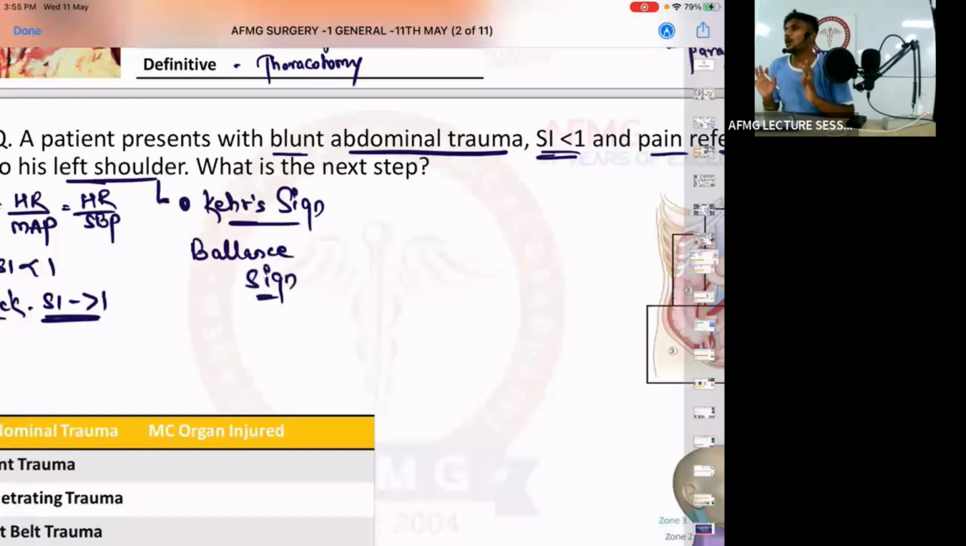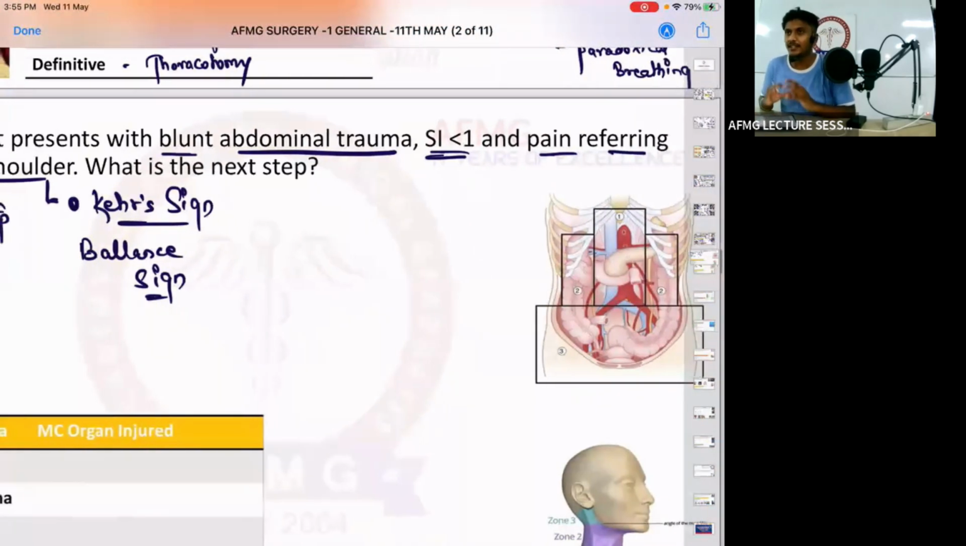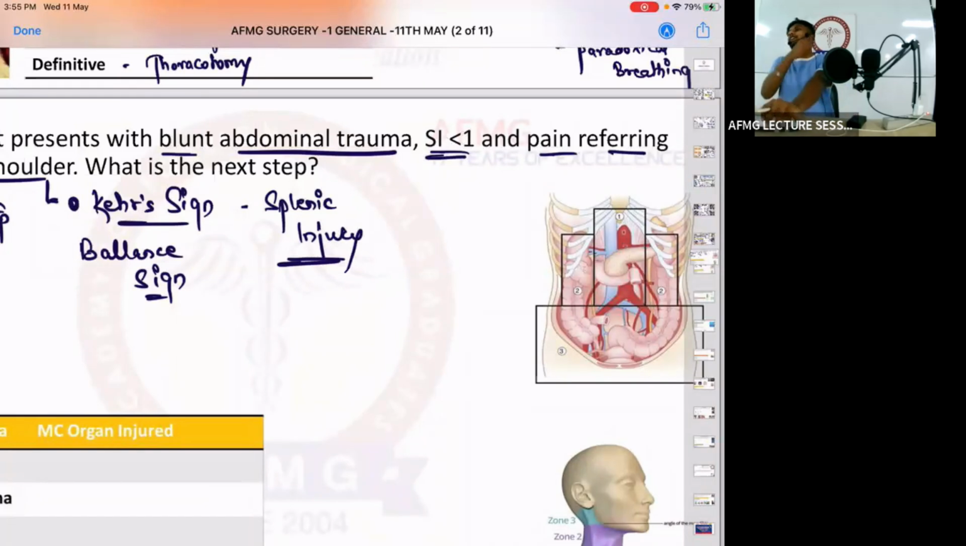So in blunt abdominal trauma, the most common organ injured is the spleen. Okay, here therefore there would be splenic injury, and the signs of splenic injury are Kehr sign or Ballance sign. So referred pain to the left shoulder tip is known as Kehr sign, and shifting dullness absent is known as Ballance sign. No issues with this. These are features of splenic injury.